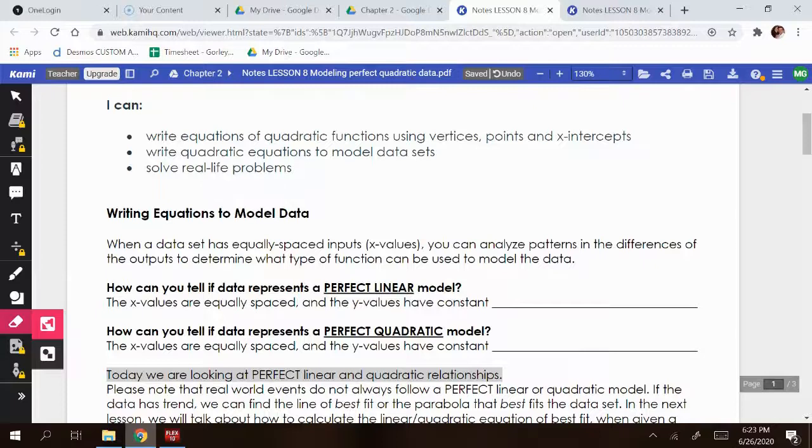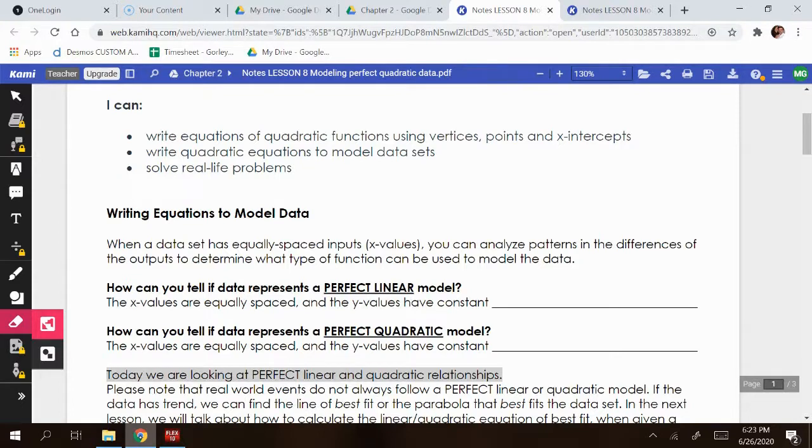Hi guys! Today I can write equations of quadratic functions using vertices, points, and x-intercepts. I can write quadratic equations to model data sets, and I can solve real-life problems. Let's start with writing equations to model data.